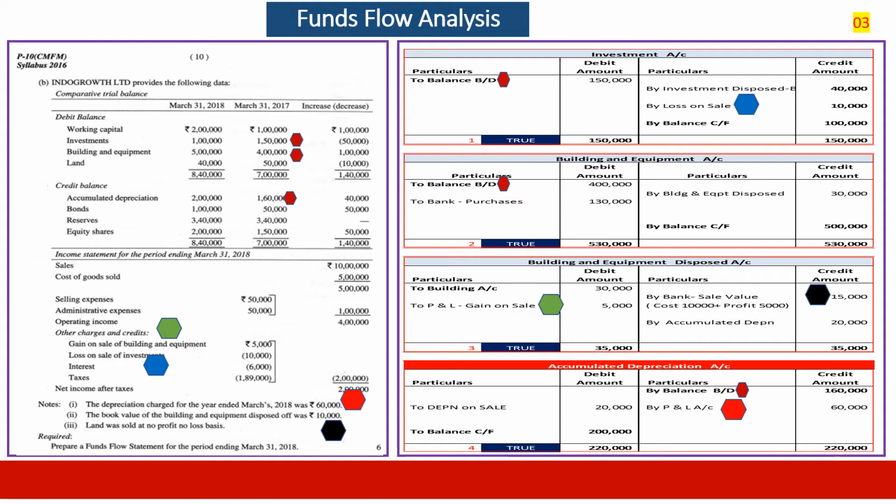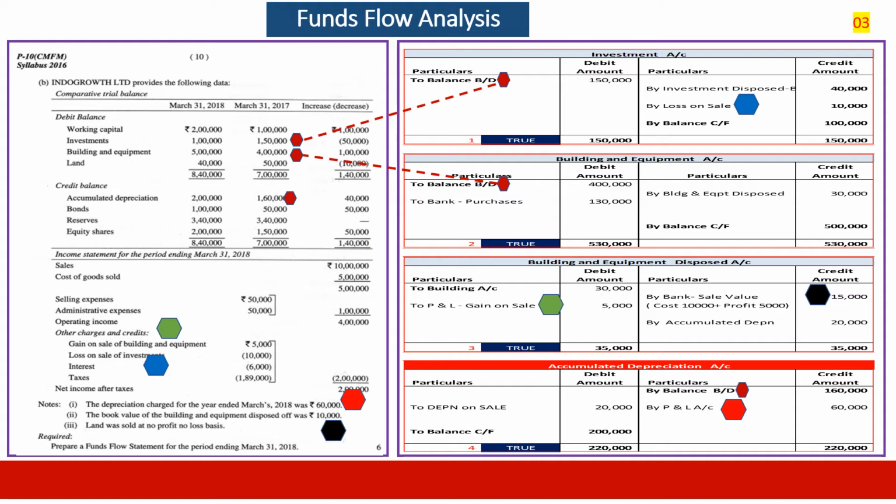Let us prepare the select accounts of buildings and equipment disposed, buildings and equipment account, and accumulated depreciation account. This will help us to find out missing figures like what is the amount of purchases of buildings, and also what is the value of investments disposed of. Let's go ahead.